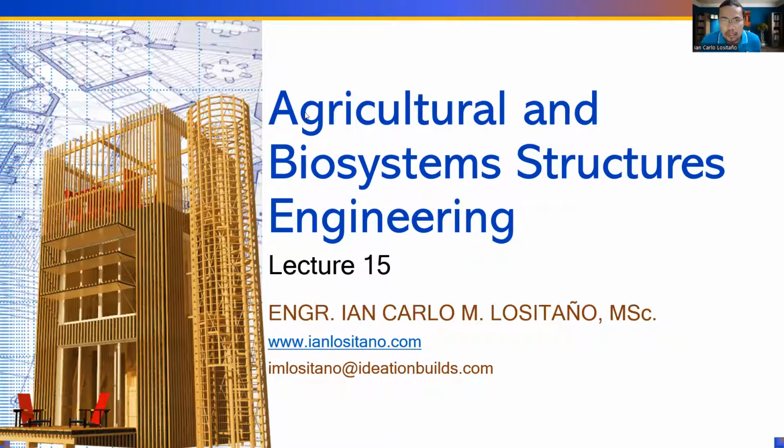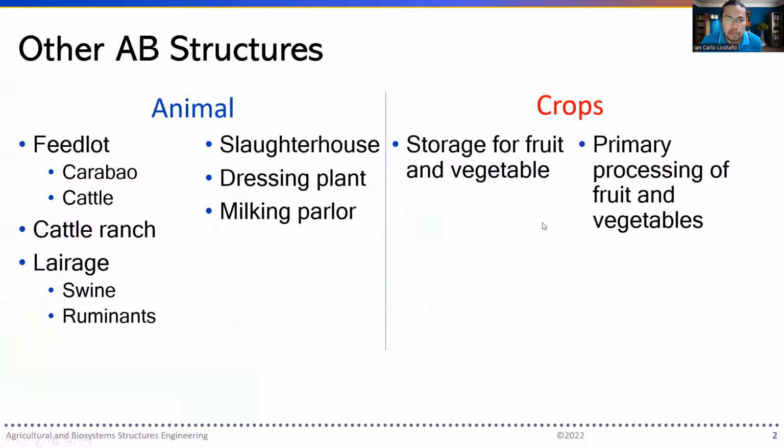The focus will be on the different structures that are most importantly in support to the production operations of a farm, and they come in variations depending on the industry and the animals and the crops that are being tended to by the farming operations. So let's talk about first animals.